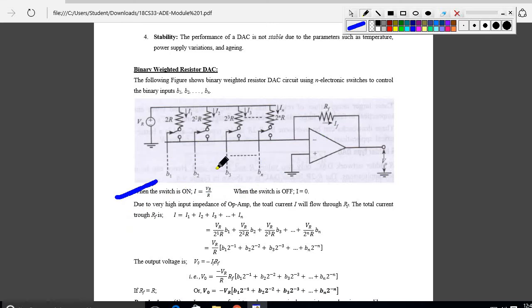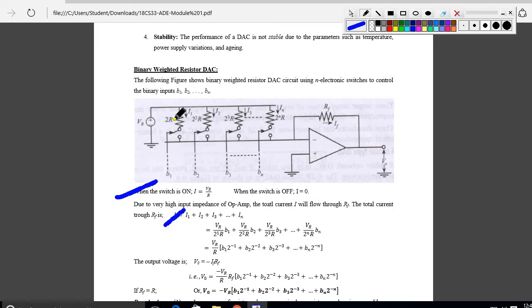When the switch is on, I is equal to VR divided by R. Here RF is equal to R. If I consider RF equal to R, then I is equal to VR divided by R. When the switch is off, there is no current flow across this circuit. We all know how current flows across this circuit, but now we have to see the current flowing across each branch. What is the current across 2R, and across 2 power 2 R, 2 power 3 R, up to 2 power n R? We have to find it. So total I is equal to I1 plus I2 plus I3 plus up to In.